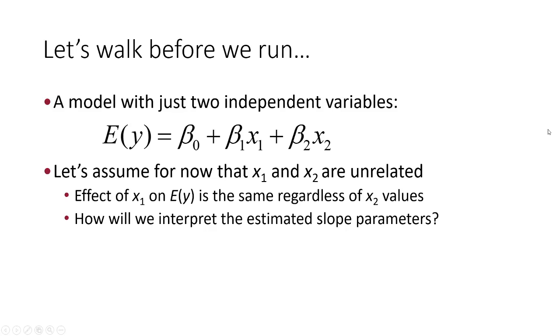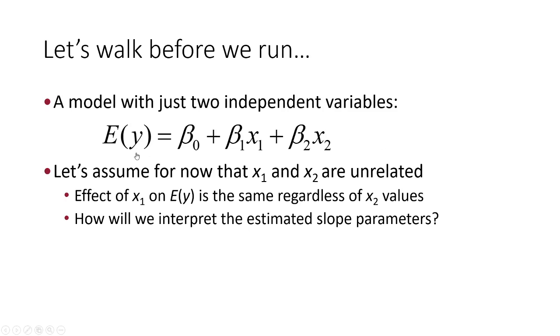Let's start with a basic multiple regression model. We've got two x variables, two independent variables in our model, x1 and x2. You'll notice that we don't have an error term out here this time, but instead we've got this E(y). Read this as the expected value of y, and you can think of it as the predicted value of y. On average, our error term should be equal to 0.